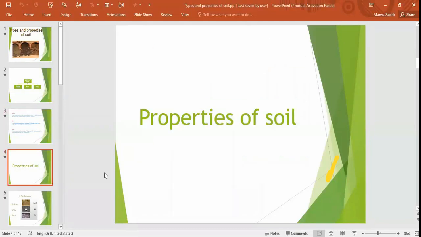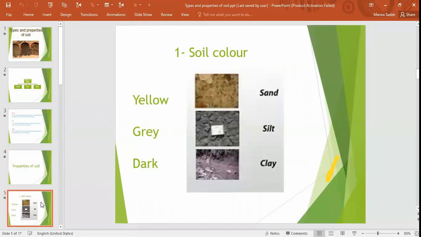Properties of soil. Number 1, soil color. They are different in soil color. What is the color of sand soil? The color of sand soil is yellow. The color of silt soil is gray. The color of clay soil is dark. Again, sand, yellow; silt, gray; clay, dark.